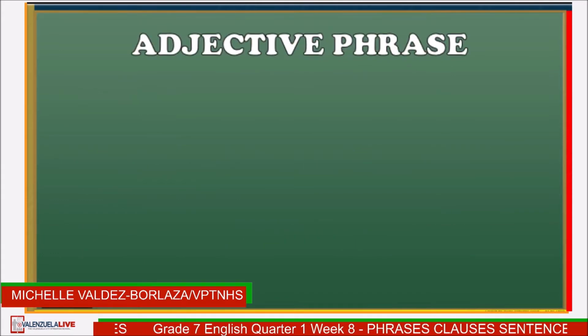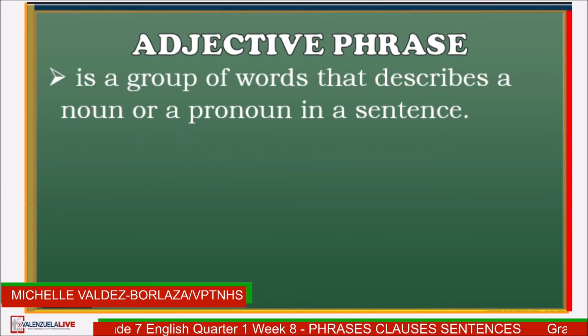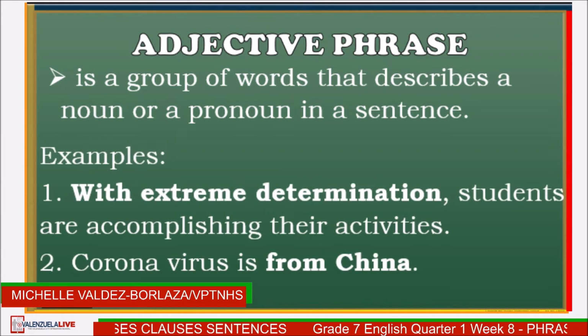An adjective phrase is a group of words that describes a noun or a pronoun. Examples are, number 1, with extreme determination, students are accomplishing their activity. 2. Coronavirus is from China.